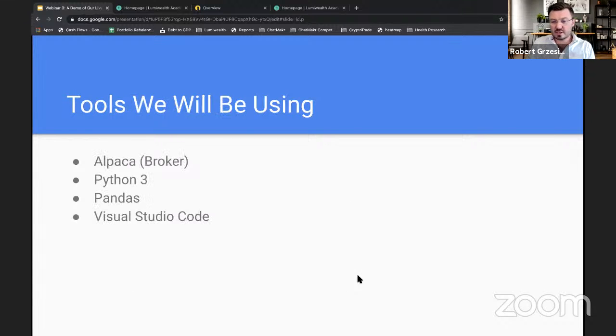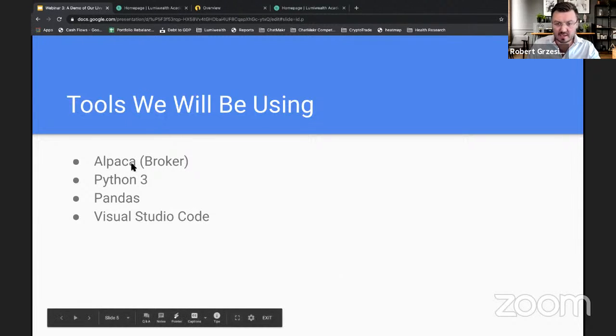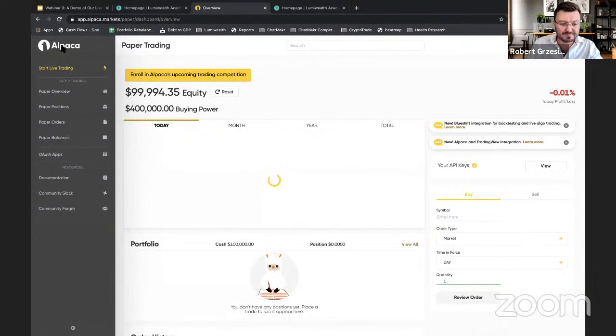Okay, so to talk to you a little bit about our project here and what we're going to be using. We've built an algorithmic trading bot, something very simple, just so you guys can see what is possible, so you can create your own strategies for this, right? And the tools that we're using: first of all, Alpaca. That's our broker, and we use Alpaca as our broker. It's this guy right here.